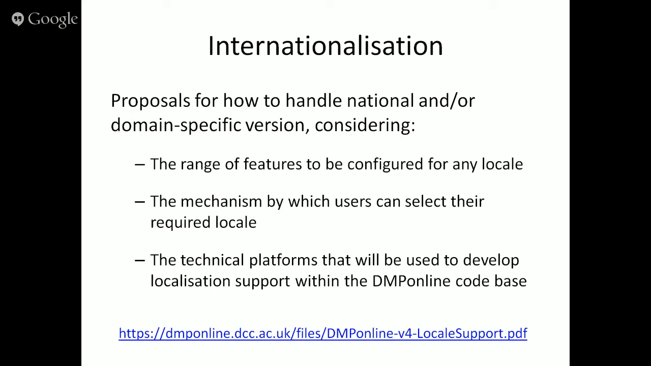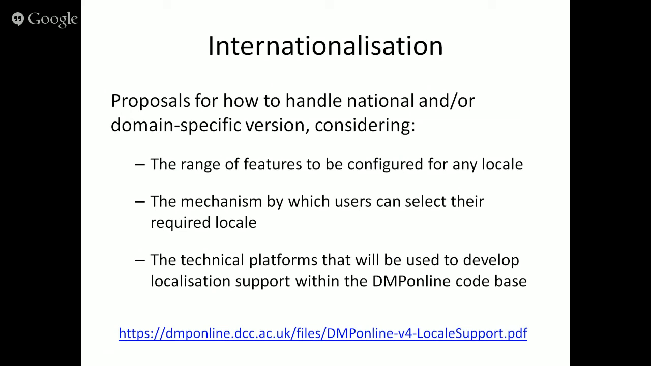We're also looking at the mechanism by which users can select the required locale. You know, we could look at things like IP addresses and recommend, but there are issues that potentially there are different languages used in one context. You could have flags for different language versions, so users can select between that.